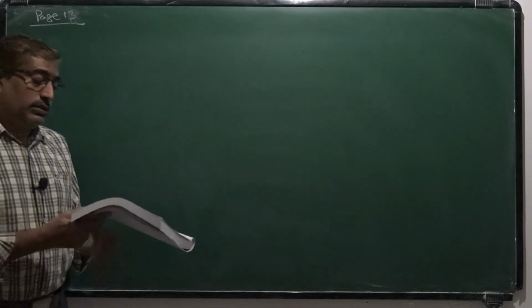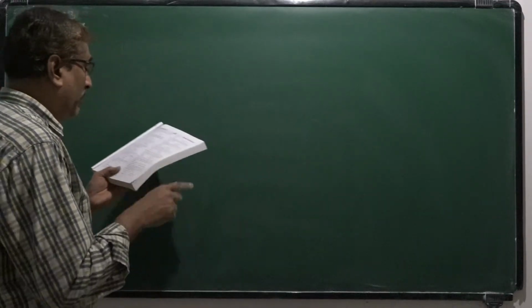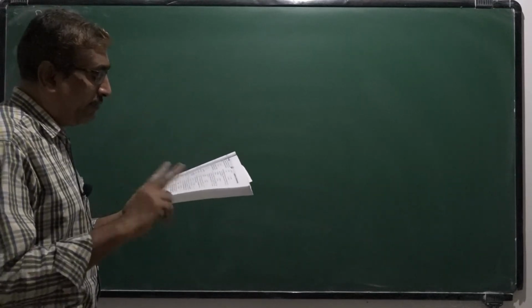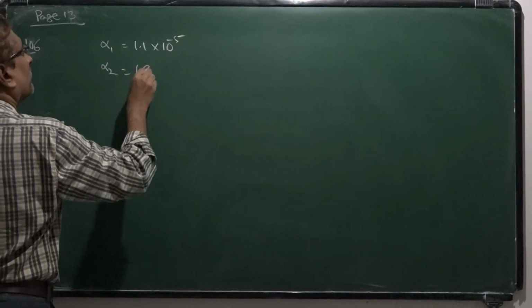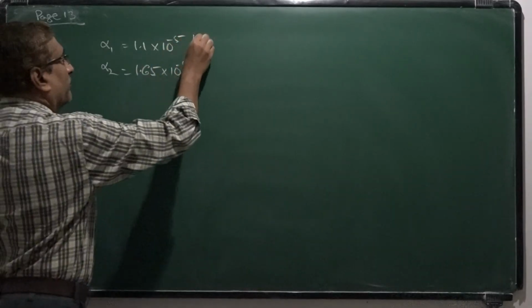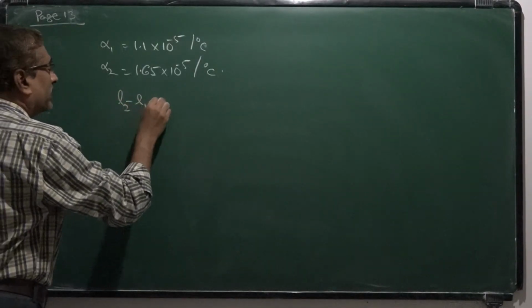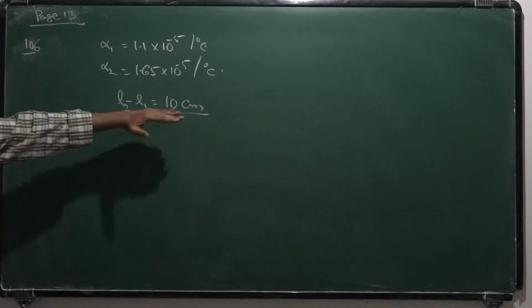Okay. So, given two different materials having coefficients of linear expansion 1.1 and 1.65 into 10 to the power minus 5. So, the difference in their lengths is 10 centimeter at all temperatures. So, their initial lengths must be. Given alpha 1 is 1.1 into 10 to the power minus 5, alpha 2 is equal to 1.65 into 10 to the power minus 5 per degree centigrade. So, their difference in length L2 minus L1 is 10 centimeter at any temperature. At all the temperatures, the difference is the same.